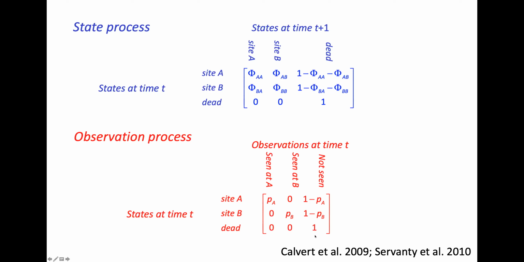Does that make sense? We have everything in tables or matrices for convenience. I take some time to introduce that, because we will use those matrices later on to implement this model in JAGS.